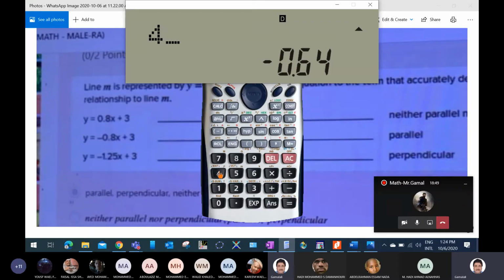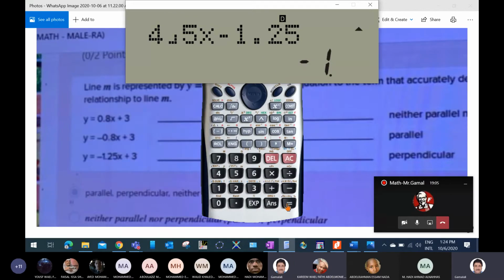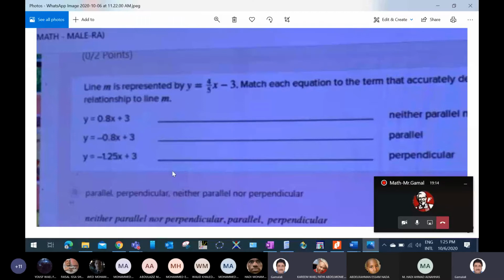4 over 5, the first slope, multiplied by negative 1.25. It's going to be negative 1. So it has to always be negative 1? Yes. What is the answer here, guys, when I multiply the two slopes? Negative 1. So for all questions, it has to be negative 1, right? So the two lines are what, Kareem? If the product of the two slopes is negative 1, perpendicular.